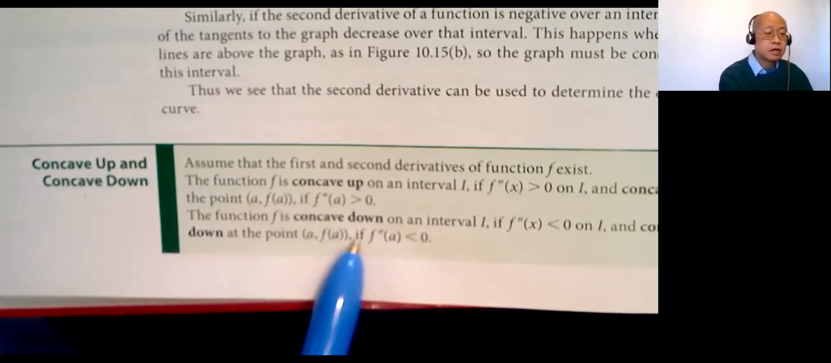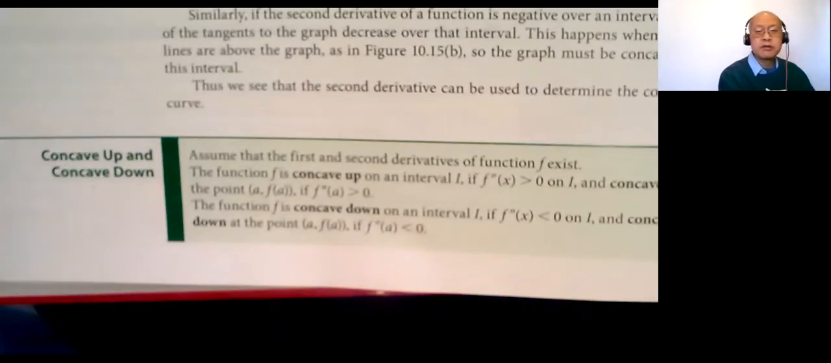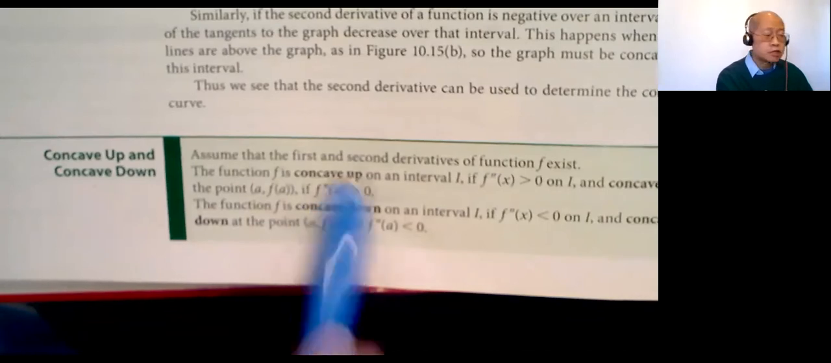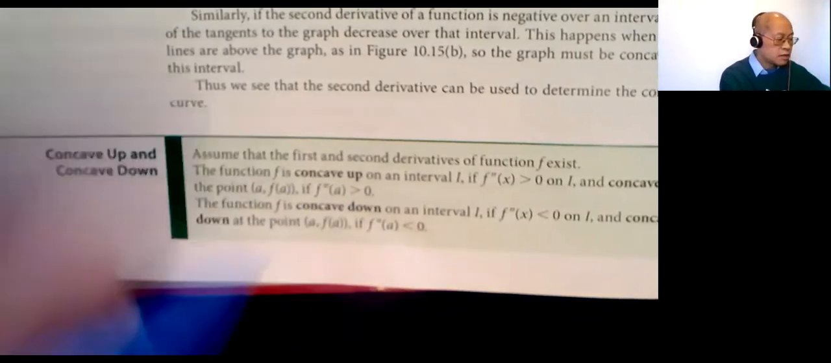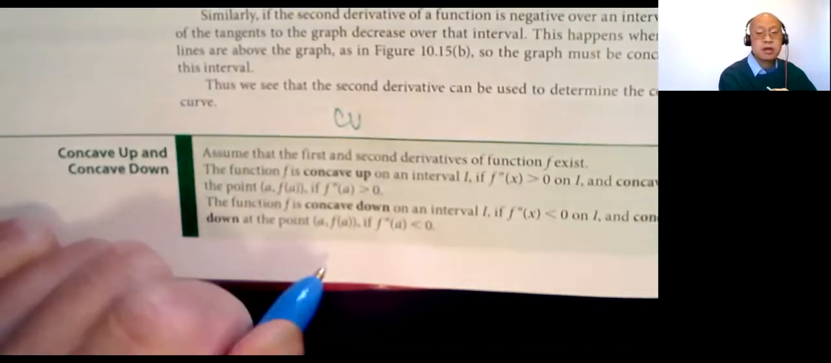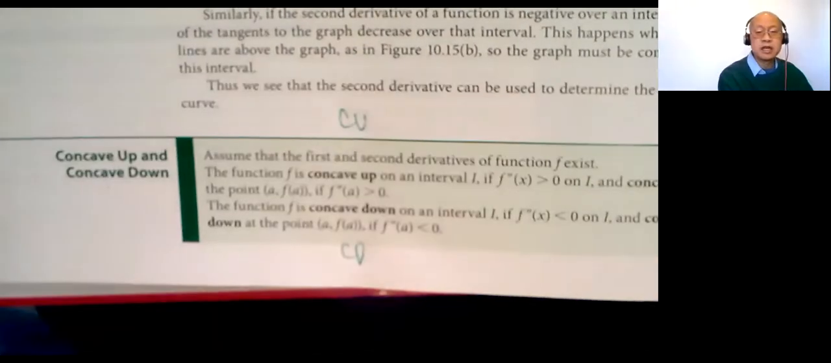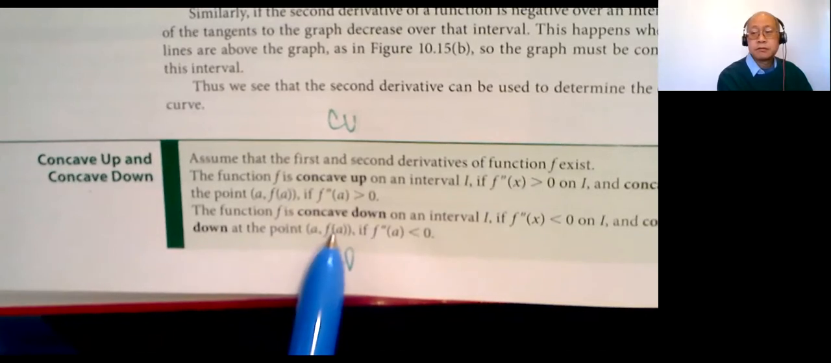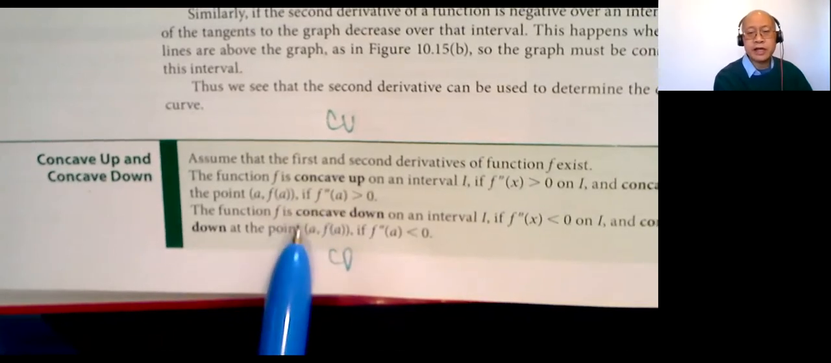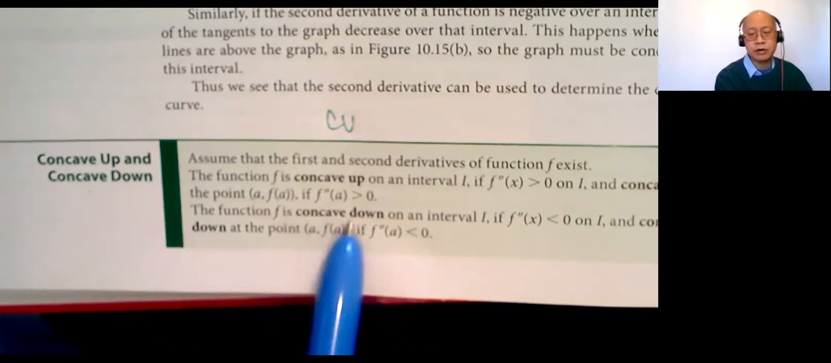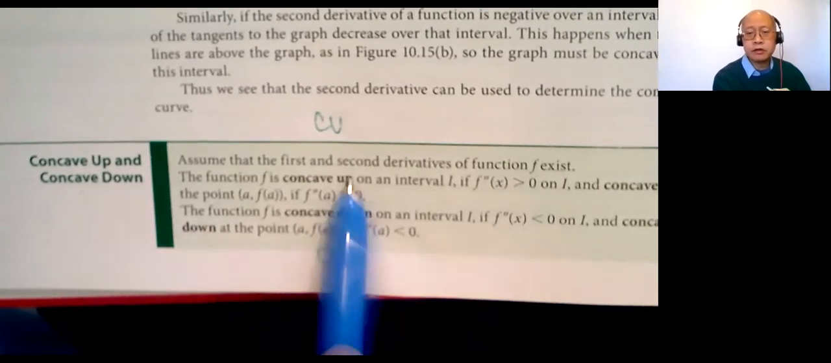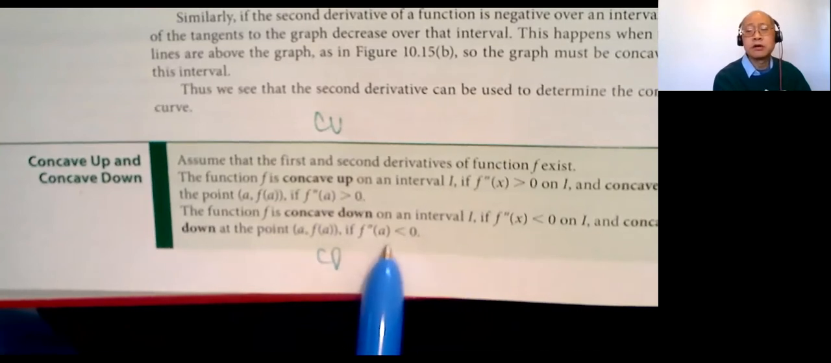Okay, concave up, concave down. Neither you nor I feels like writing that whole thing, so let's abbreviate: concave up, CU; concave down, CD. Because I don't feel like writing concave up or down, just CU, CD. So second derivative greater than 0, second derivative less than 0.